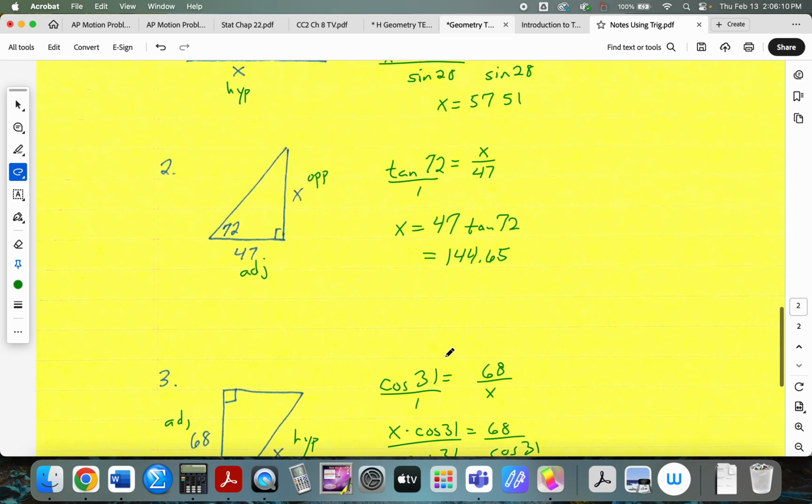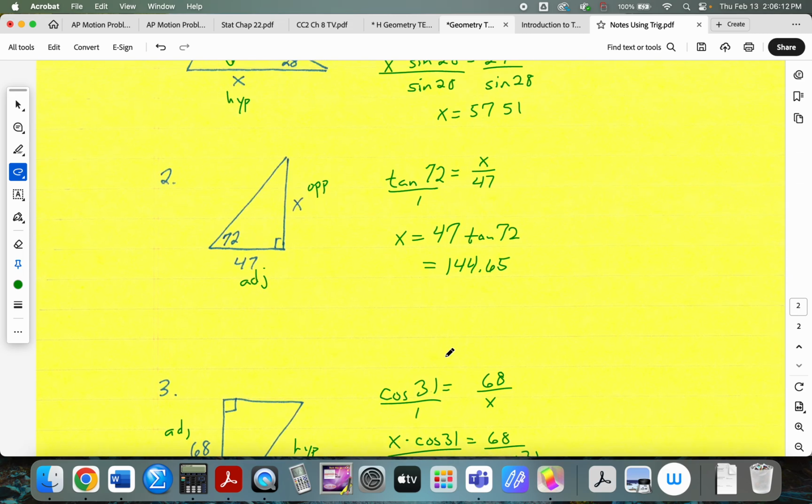The other thing is, let's go to this one. We got that this was 144.65, right? What if I had gotten that this was like 32? How do I know that's not right? How do I know this is not 32? Well, if this is 72, this angle, subtracting from 90, is 28. The bigger the opposite angle is, the bigger the side is.